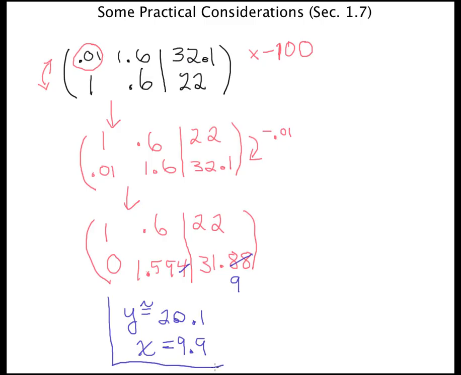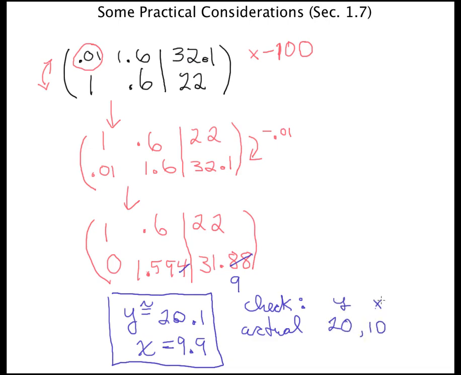And that's quite respectable. If you check, I mentioned this on the previous slide, the actual solution is 20 and 10 for y and x. So the moral of the story is that mathematically it makes no difference which way you go, but in terms of the effect of rounding, it makes a huge difference. And this is called a pivoting strategy.